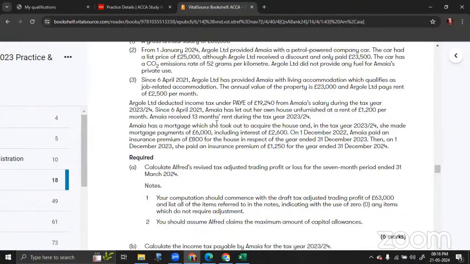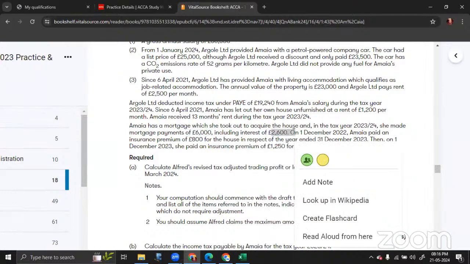AMEA has a mortgage which she took out to acquire the house which she let out. She made the mortgage payment of 6,000 including an interest of 2,600. Mortgage payment is non-deductible. Interest is also non-deductible. But 20% of the interest can be deducted from your income tax liability. This is if you purchase a residential property for letting out and took a loan for that and paid interest. 20% of that interest can be deducted from your income tax liability.